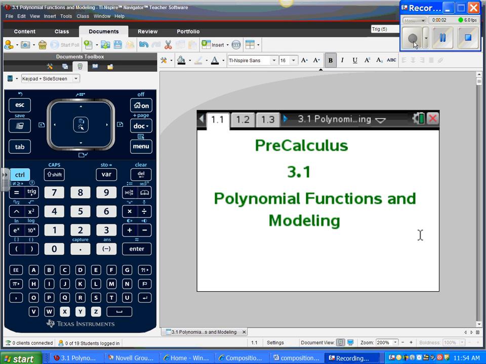Okay, this is lesson 3.1 from Mrs. Cucci's College Now Pre-Calculus class. Corresponds to day, I'm not sure what day it corresponds to. 3.1, make sure you have this open.